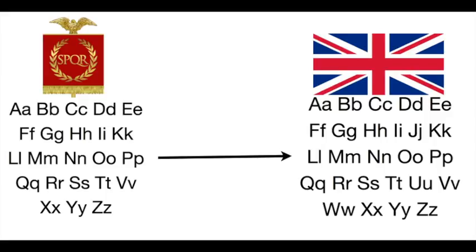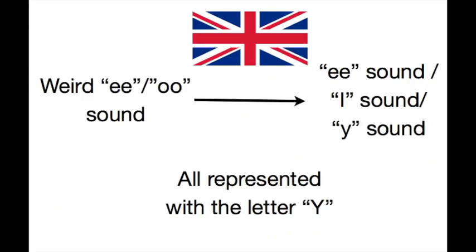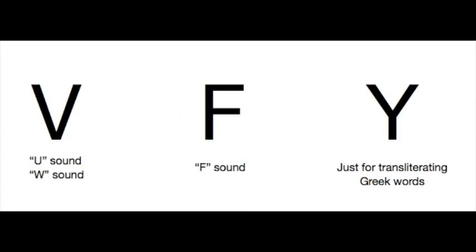But why, you ask? English doesn't have an U sound. Well, it used to until we started pronouncing it like a Y or an I or an E sound instead. So, back to Rome.